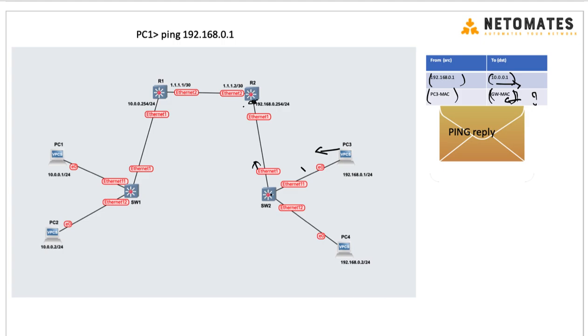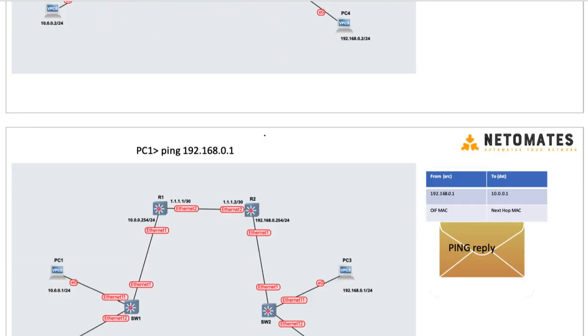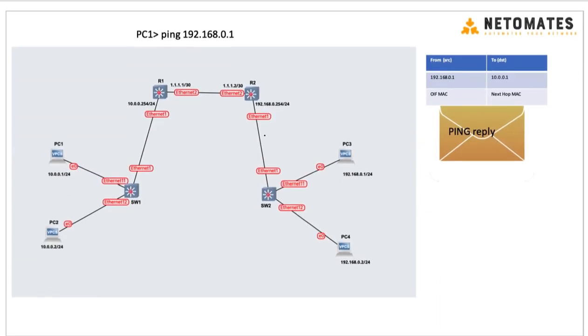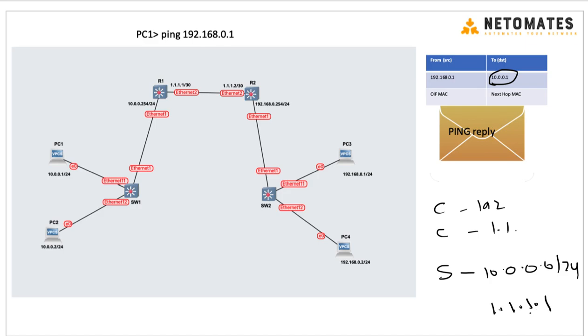Now R2 needs to know where to send the packet. Based on the interface configuration, R2 only knows about two connected routes. One is 192, another one is 1.1, but it does not know anything about 10. So we need to add a static route saying if you want to send any packet to the 10.0.0.0/24 network, you need to forward it to the next hop, which is 1.1.1.1.